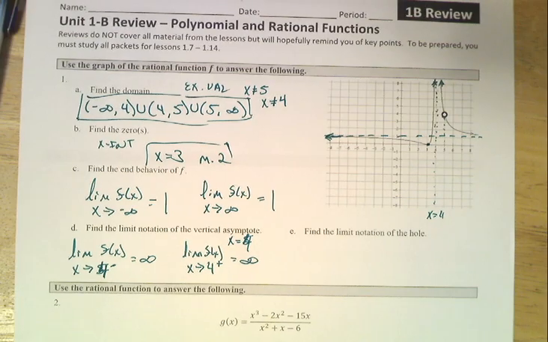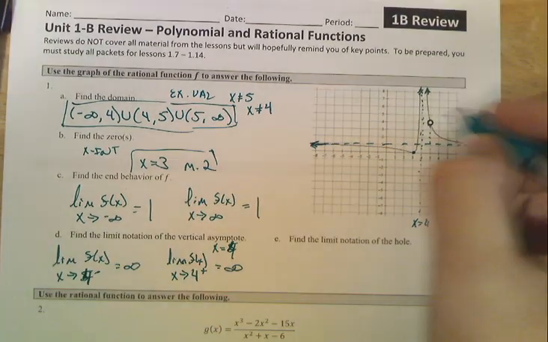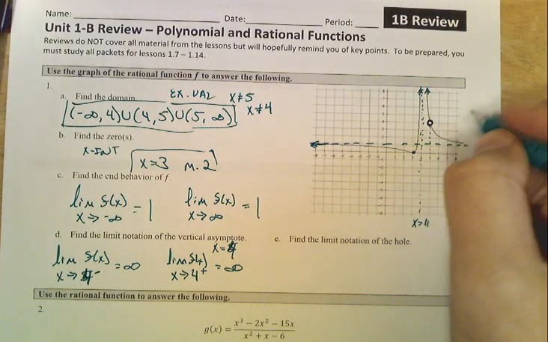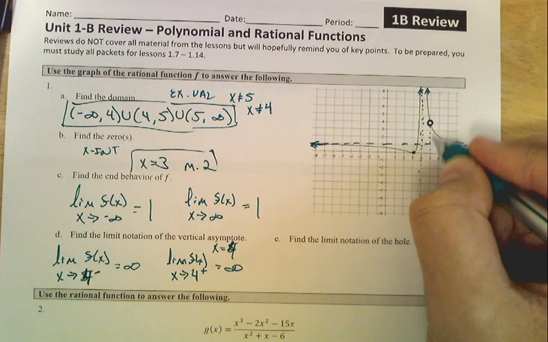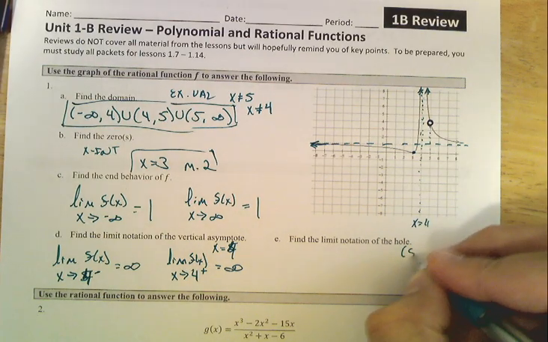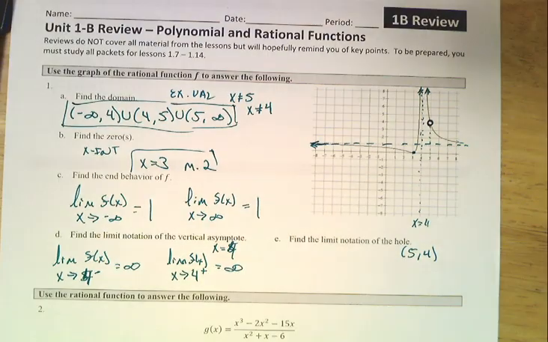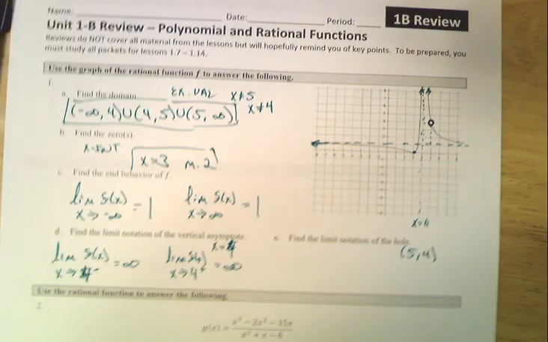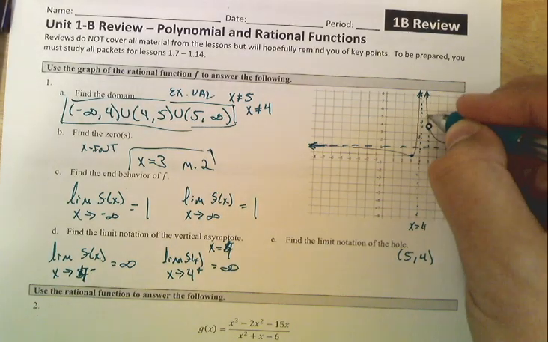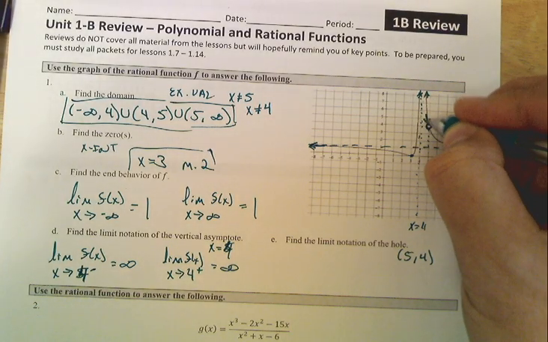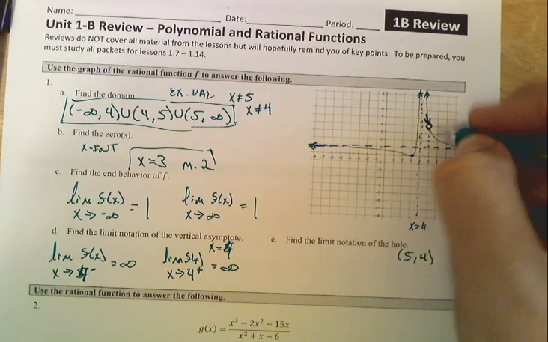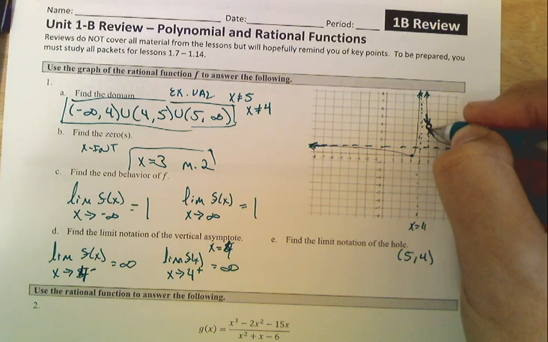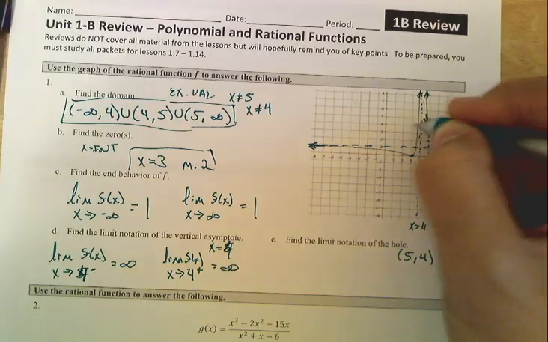And then finally it says find the limit notation of the hole. Well, the hole is right here. It looks like this hole is at 5, 4. So it looks like the xy coordinates are 5 and 4. Now we could look at the left and right for our removable discontinuity here. And so as I approach from the left side, it is approaching 4. So as I get closer to 5 from the left, I'm getting closer to 4. As I'm getting closer to 5 from the right side, it is also going towards this y value of 4.